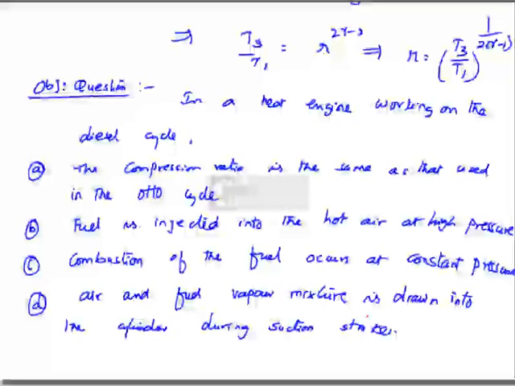Looking at the fourth option, D, air and fuel vapor mixture is drawn into the cylinder during the suction stroke. This cannot be the answer, because in the petrol engine or the spark ignition engine that runs on the Otto cycle, air and fuel vapor mixtures, or petrol mixtures, are drawn into the cylinder. So the answers here are B and C, whereas D happens in petrol engines, not in diesel engines.